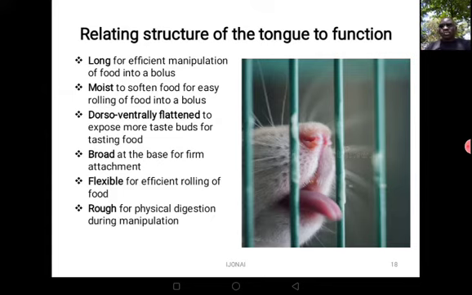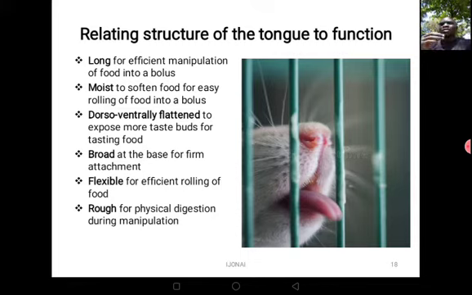And then it is dorsoventrally flattened. What is the significance of that? To expose more taste buds for tasting. So it is flat so that more taste buds can be exposed to taste the food. And then it is broad at the base for firm attachment. Remember, it's attached to the pharyngeal area, the soft palate. Then it is flexible for efficient rolling of the food. And then it is rough for physical digestion and manipulation of the food.